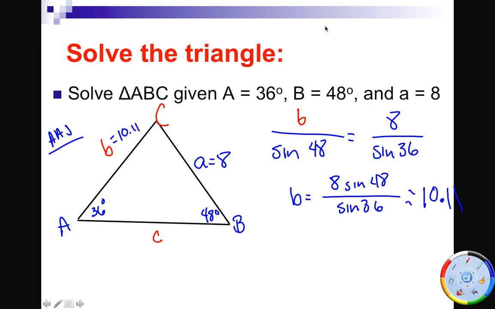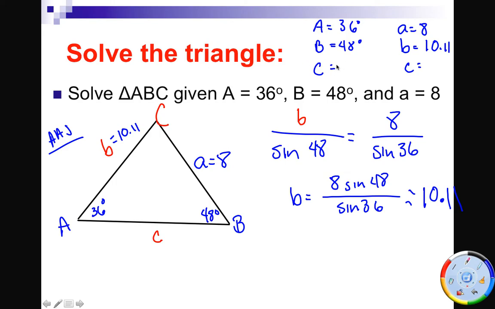And what you should probably do off the side of your paper is you go, okay, big A, big B, big C. I know A is 36. I know B is 48. You could probably figure out what C is pretty quickly. And then I know little a is 8. Now I know little b is 10.11. So now the only thing left is finding big C and little c.